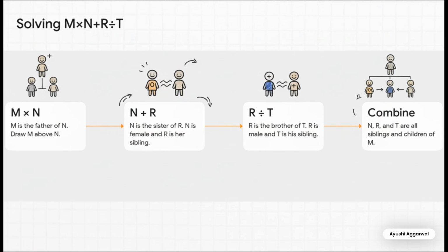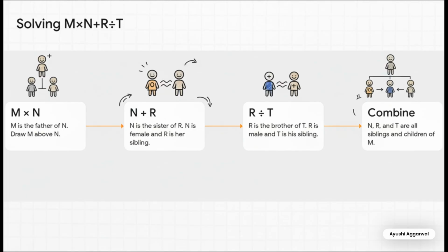Now, let's apply our key to the expression, m times n plus r divided by t. The trick is always work from left to right. So the first part, m times n. We know this means m is the father of n, so we draw m at the top. He's a male with n below him. Second part, n plus r. This means n is the sister of r, so n is a female, and we'll draw r right next to her as her sibling. And the third part, r divided by t. This means r is the brother of t, so r is a male and t is his sibling.